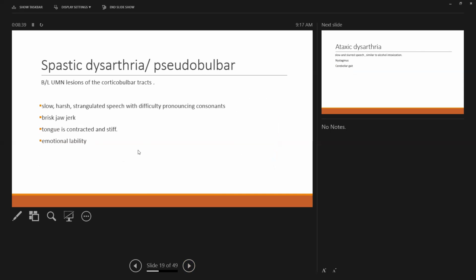In spastic dysarthria or pseudobulbar palsy, there is a bilateral upper motor neuron lesion. So the speech will be slow, harsh, and strangulated, with difficulty in pronouncing consonants. The jaw jerk will be brisk, the tongue will be contracted and stiff, and there will be emotional lability.